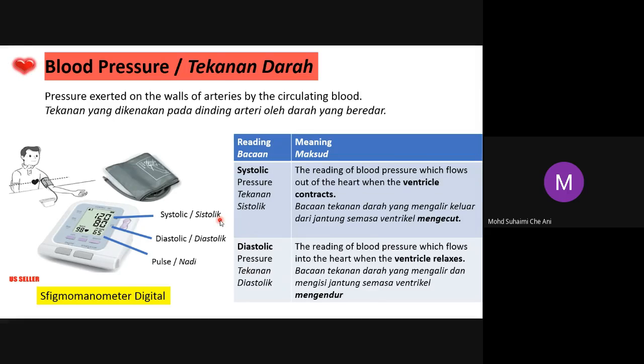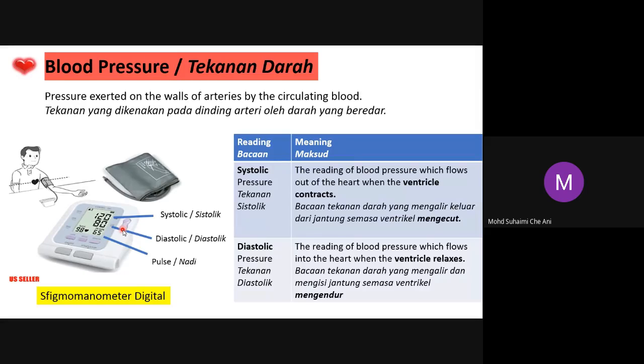So this one, systolic 120, diastolic 80, means that the reading is 120/80, and then the unit is mmHg.